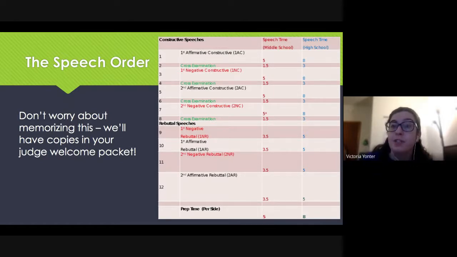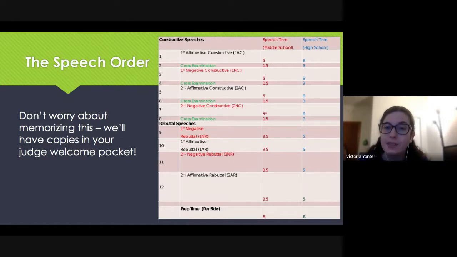First is that the affirmative first presents their plan. So the entire debate centers around what that first affirmative constructive says. In middle school, constructives are 5 minutes. In high school, they are 8 minutes. And then after that, the negative gets to cross-examine or ask questions about what was just read. In middle school, that's 1.5 minutes. In high school, that's 3 minutes.